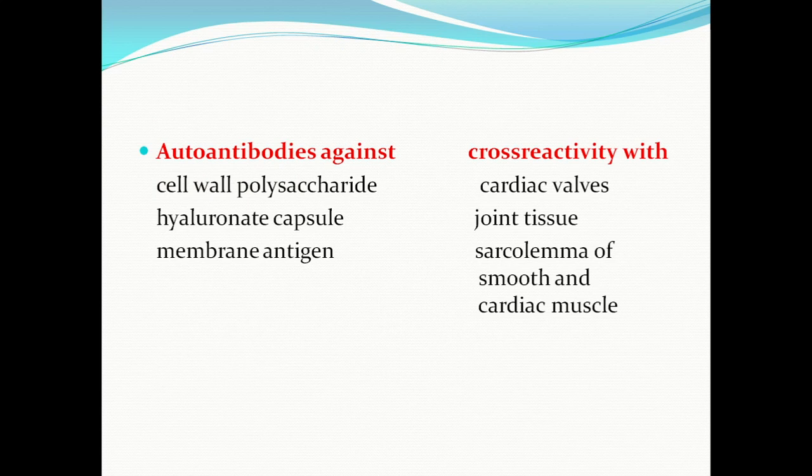So antibody produced against the cell wall polysaccharide of bacteria is also harmful to the cardiac valve. The antibody produced against hyaluronate capsules of bacteria also attacks the joint tissue, because this joint tissue and hyaluronate capsules have epitope similarity. The antibody against membrane antigen also injures the sarcolemma of the smooth and cardiac muscles because of cross reactivity with it. Clear?